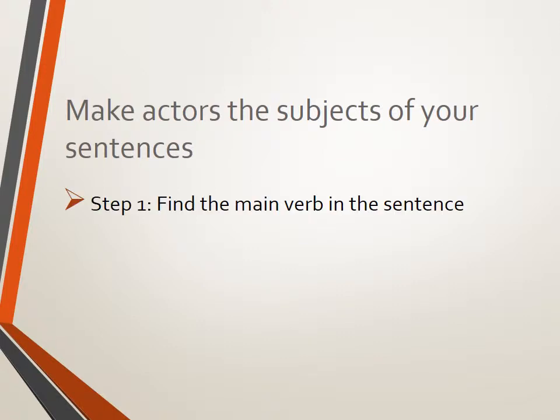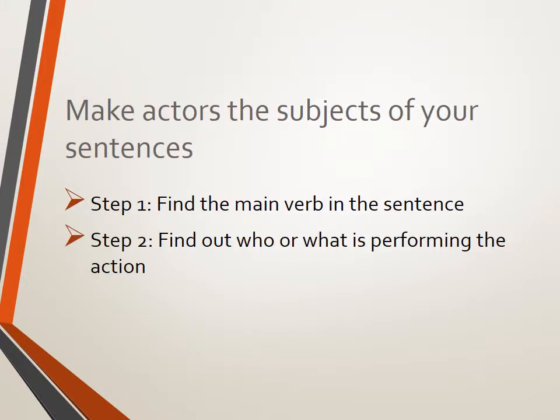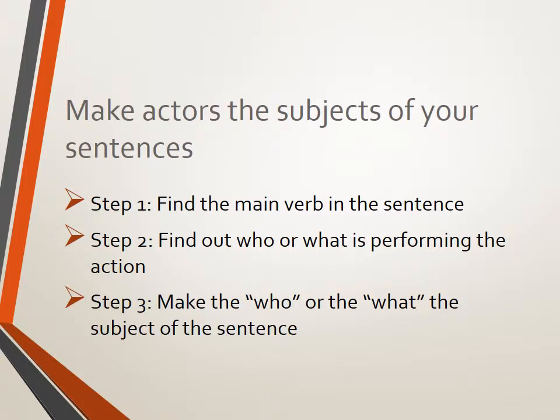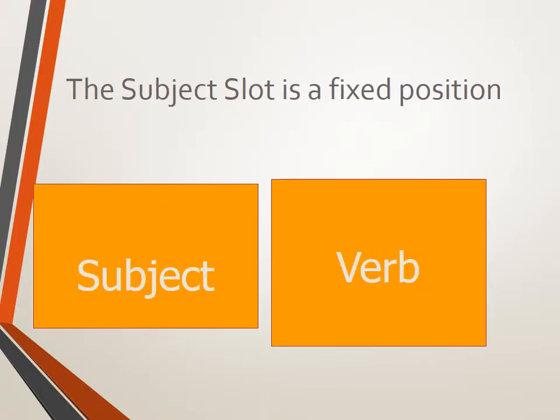Okay, so one of the first things we need to know is how do you find what is the actor? So first step is find the main verb in the sentence. Find out who or what is performing the action. And make that who or what the subject of the sentence. Now to better understand, this little visual will help. The subject is a fixed position. It's right there at the beginning of your sentence. So you have subject, verb.